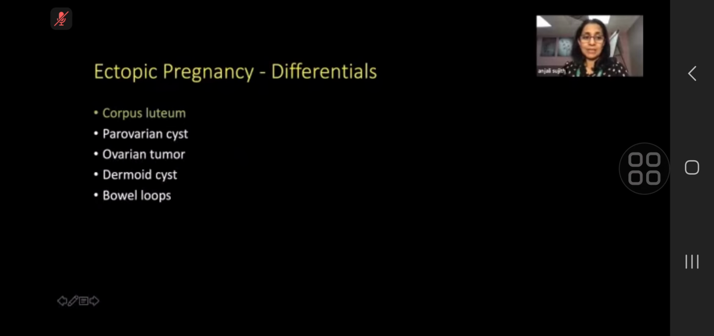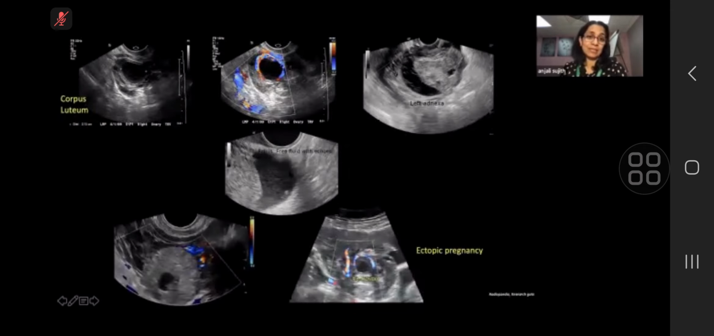So the main differentials are these, and it's important to know that corpus luteum is the number 1 differential. So in the exam scenario, it may be a straightforward case with the history and the images given to you. It may be a straightforward case of ruptured ectopic, but in real life, sometimes it can be really challenging to differentiate between the two.